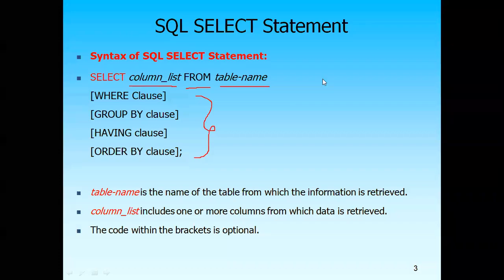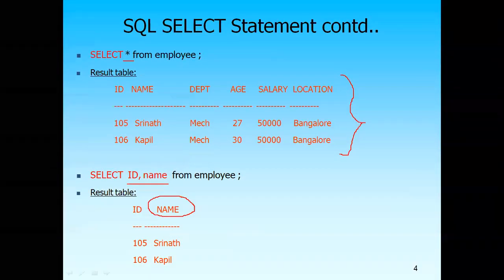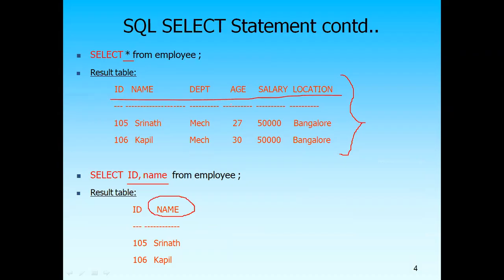So here we have covered this syntax in detail with one example, right? So next example we can see here. Here we want to retrieve all the employee details from the employee table. So here is the example: star. As we discussed, star we use to retrieve all the columns from the table. So here my query will retrieve in the result all the columns, right?